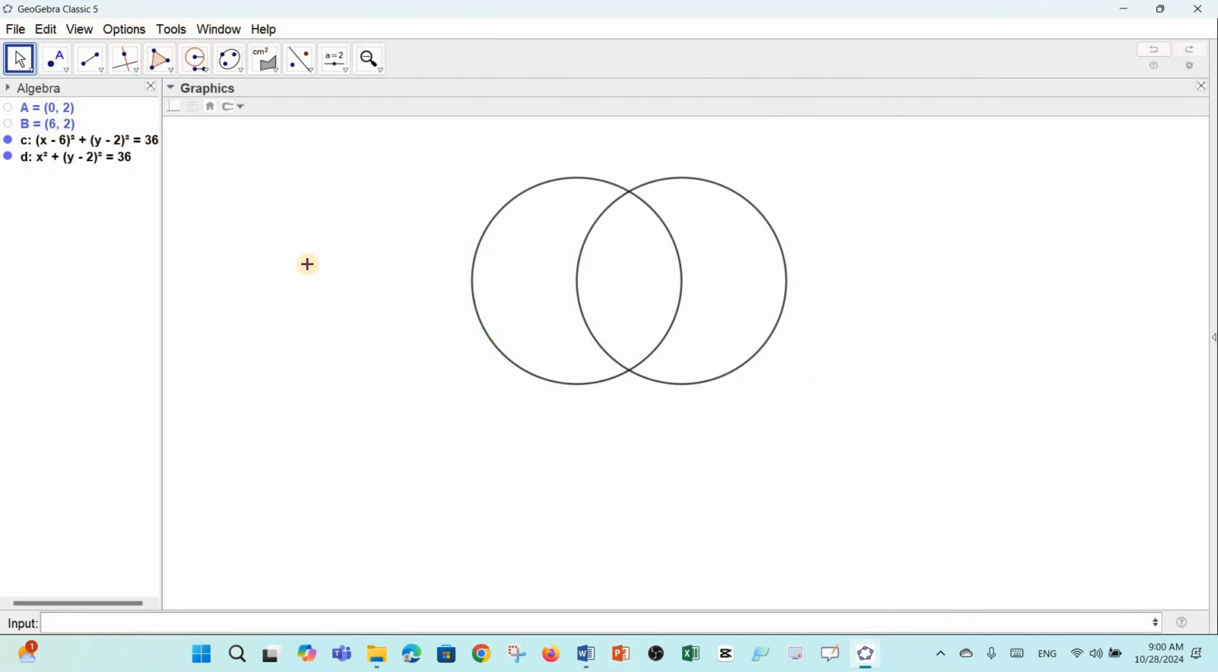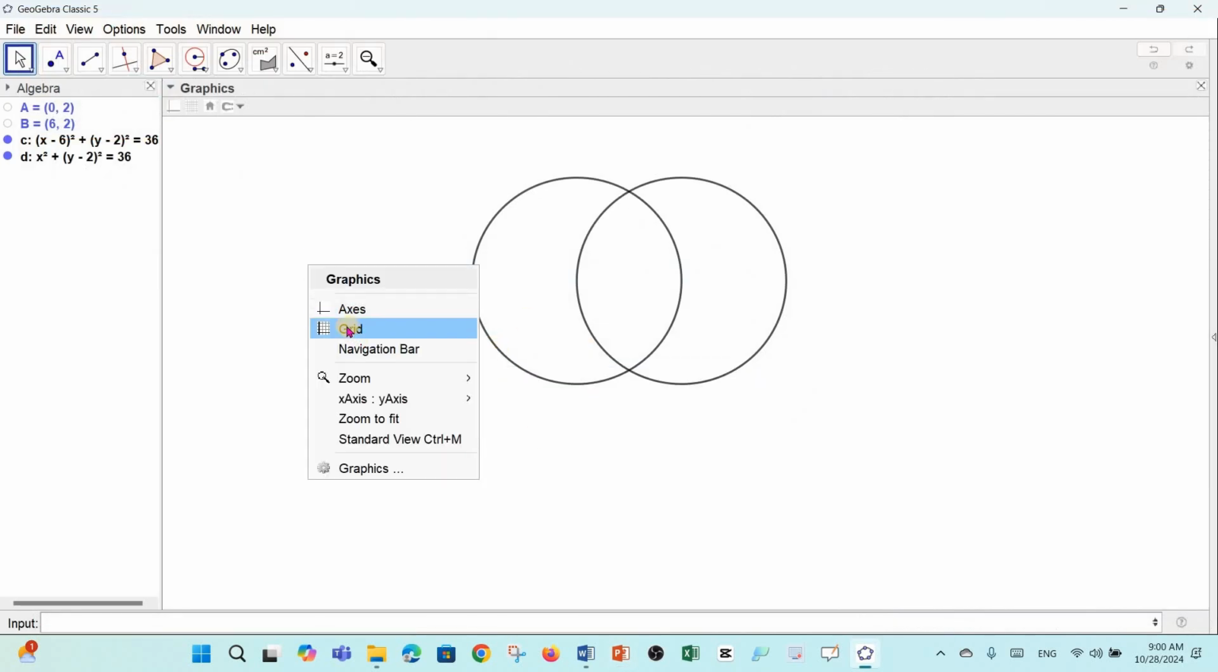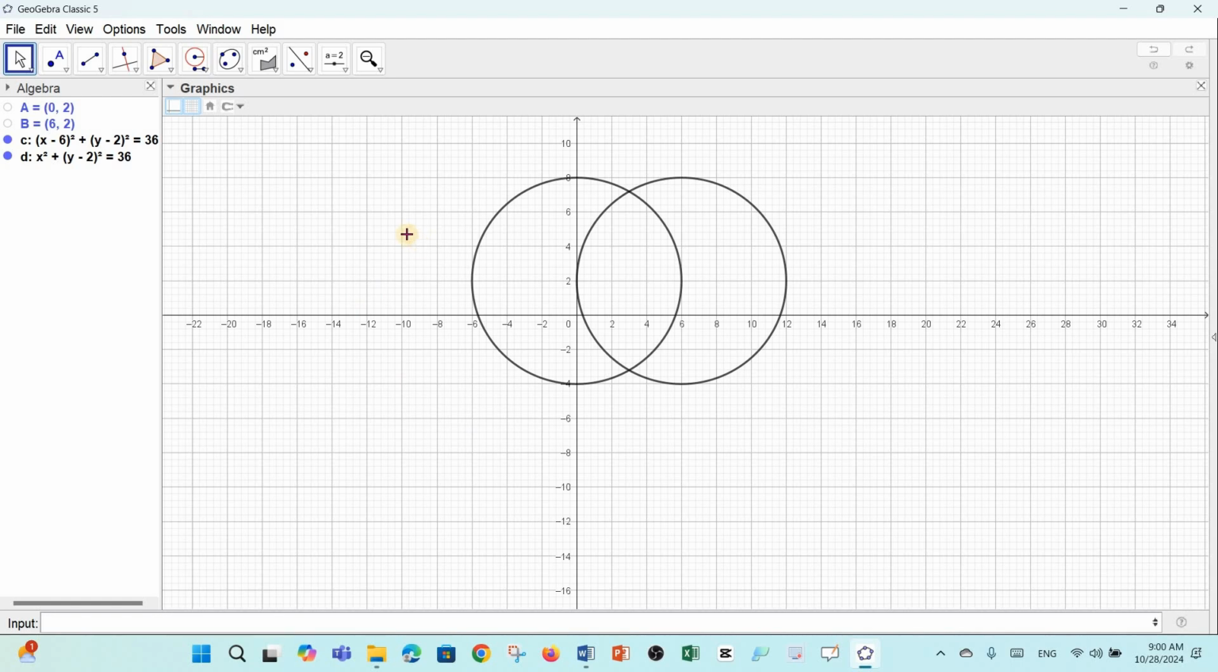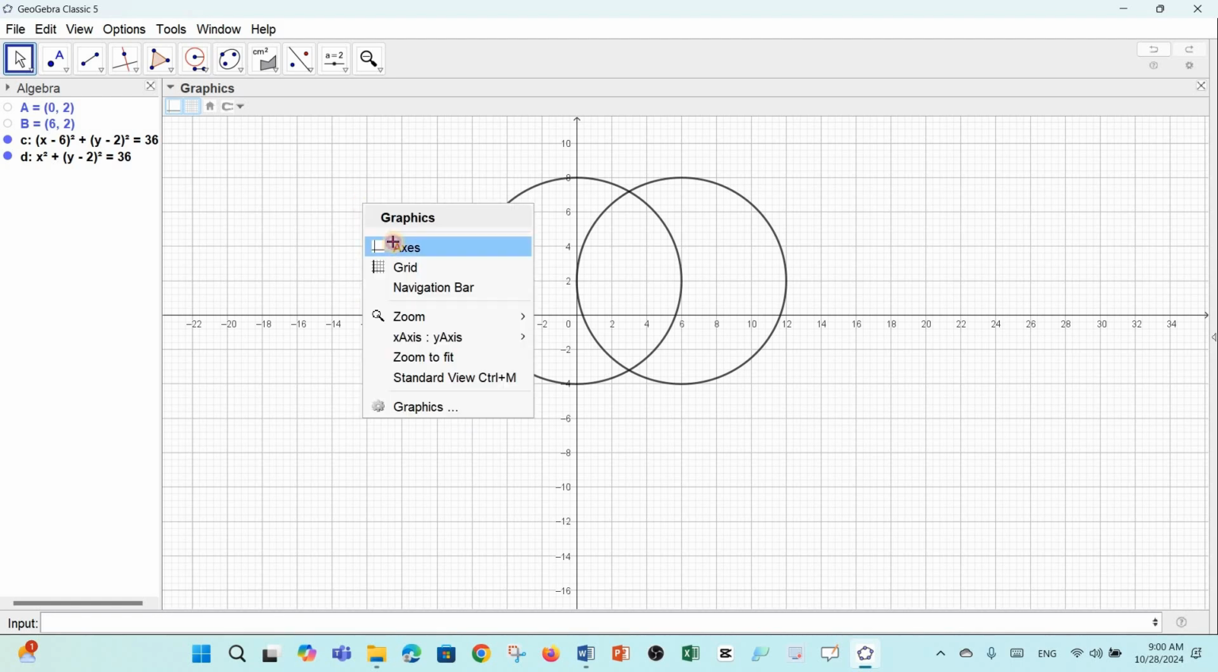Don't save. Now, again, I'm going to activate grid. So right click on it, click on grid. Right click on it, click on axis to show axis. Okay, I don't want axis now.